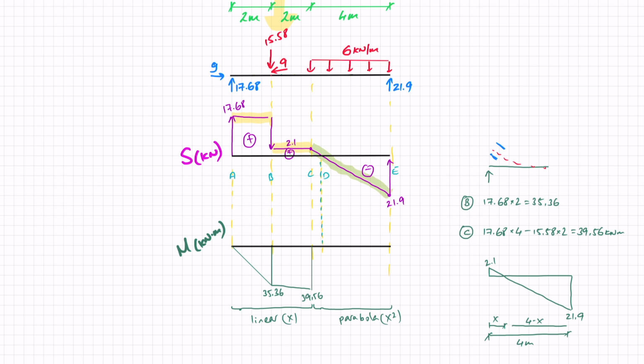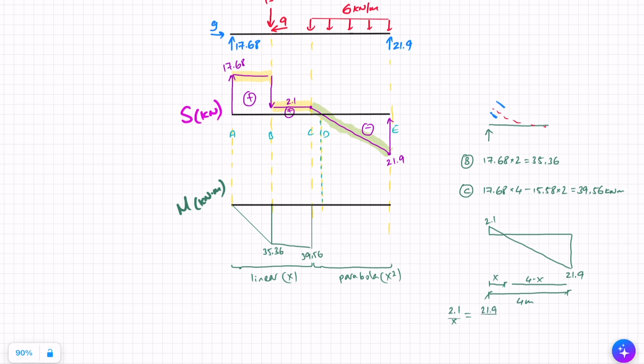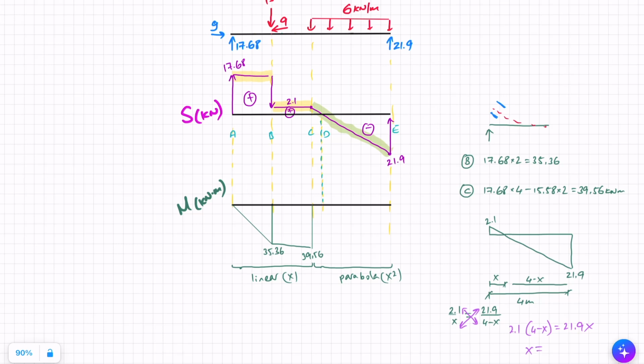And if I just look at solving similar triangles, which I'm sure you all know, I've got 2.1 over x has to equal 21.9 over 4 minus x. If I write out that equation just by multiplying in these directions, I get that 2.1 times 4 minus x equals 21.9 times x, and I can find out that x equals 0.35 meters. Okay, so this little distance here is 0.35 meters.